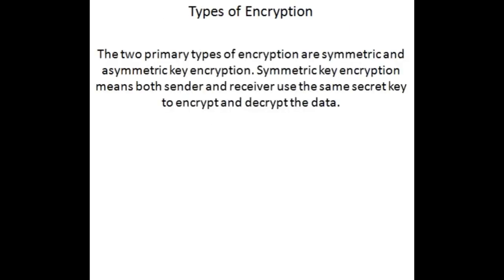Types of encryption. The two primary types of encryption are symmetric and asymmetric key encryption. Symmetric key encryption means both sender and receiver use the same secret key to encrypt and decrypt the data. A secret key, which can be a number, a word, or just a string of random letters, is applied to the text of a message to change the content in a particular way. This might be as simple as shifting each letter by a number of places in the alphabet.